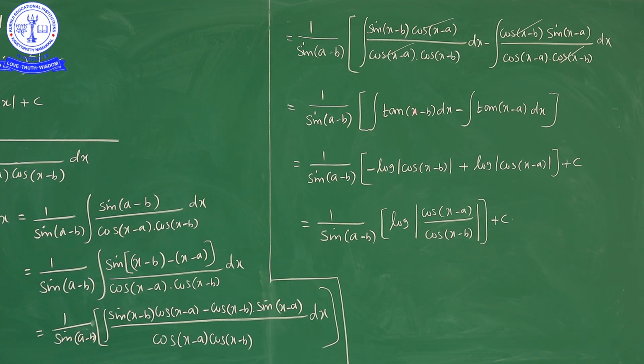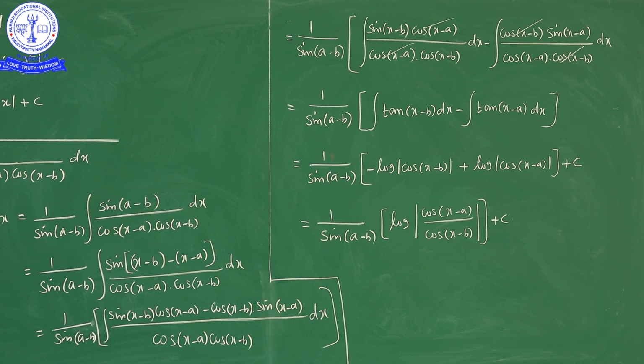Now, the integration of tan x is minus log mod cos x, or you can write log mod sec x. So here minus log mod cos(x minus b), minus this integration which is minus log mod cos(x minus a); minus of minus is plus log mod cos(x minus a). So this is of the form log a minus log b. Log a minus log b we can write as log a by b, that is log mod cos(x minus a) upon cos(x minus b) plus c.